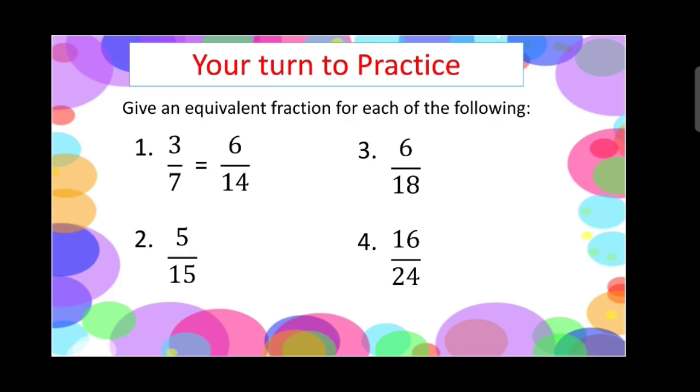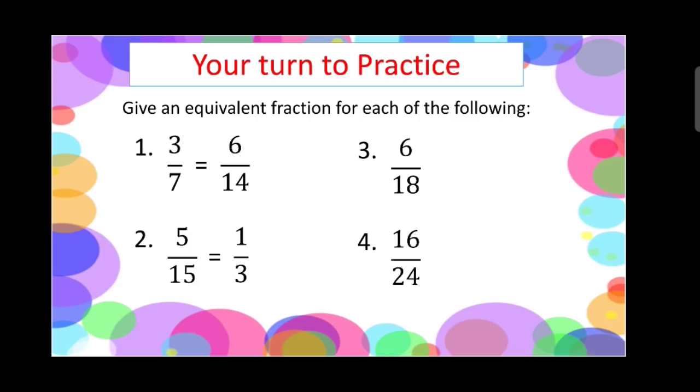Next, number 2, 5 over 15. Now, we can divide this; both are divisible by 5. So, 5 divided by 5 is equal to 1, then 15 divided by 5 is equal to 3. So the equivalent fraction of 5 over 15 is 1/3. So 5 over 15 is equal to 1/3. This means they have the same value.